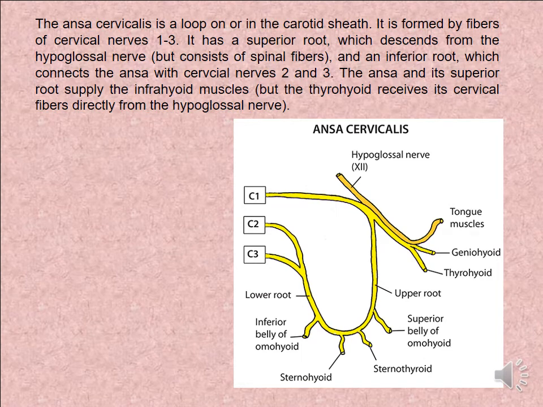The ansa cervicalis is looped on or in the carotid sheath. It is formed by fibers of cervical nerves 1 to 3. It has a superior root, which descends with the hypoglossal nerve but consists of spinal fibers, and an inferior root, which connects the ansa and cervical nerves 2 and 3. The ansa's superior root supplies the infrahyoid muscles, but the thyrohyoid receives its cervical fibers directly from the hypoglossal nerve.